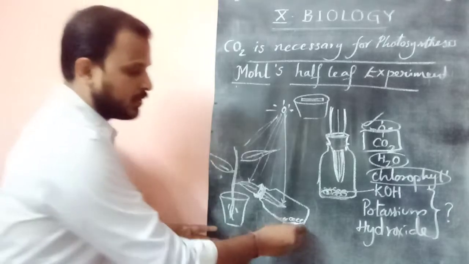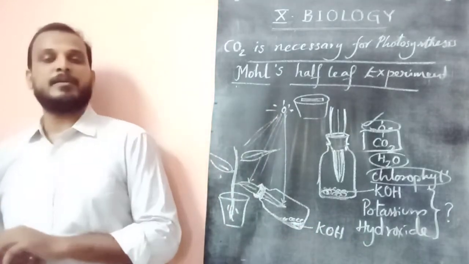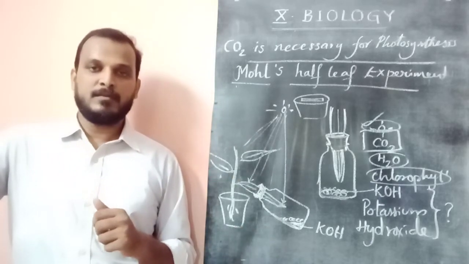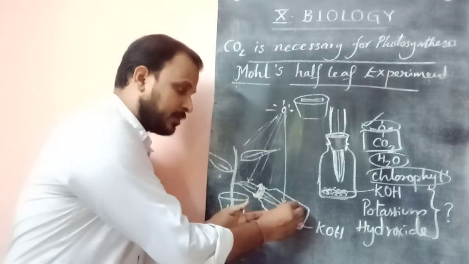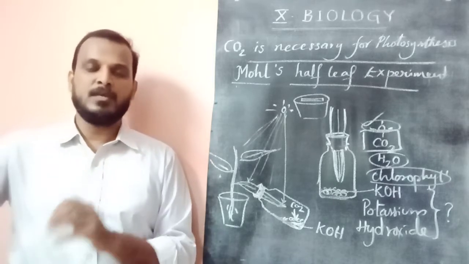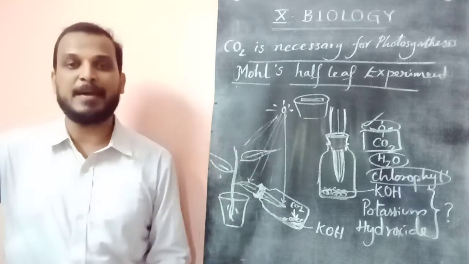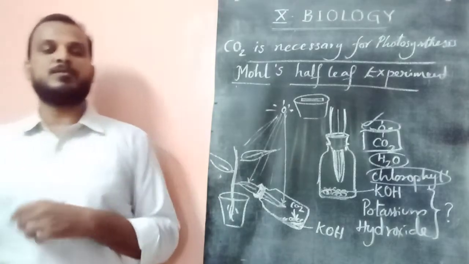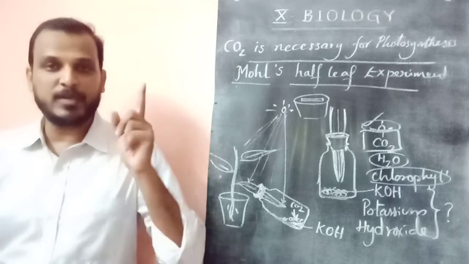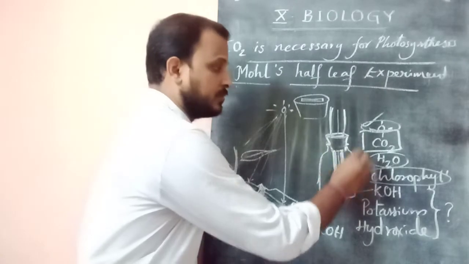Second thing is, now come to the importance of KOH here. KOH is a kind of chemical. If any CO2 remains in the glass bottle, it will be immediately absorbed by KOH. So the purpose of keeping KOH in this Mohl's half leaf experiment is to absorb CO2. So which chemical is used in Mohl's half leaf experiment and why KOH? To absorb CO2. So the part of the leaf which is inside doesn't get CO2.